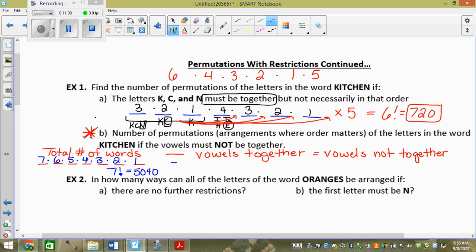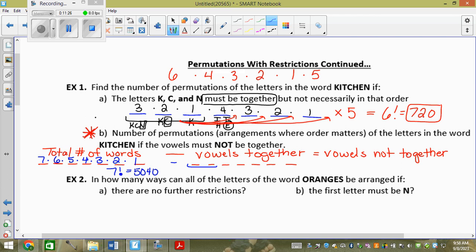Now I have to subtract off the vowels together. We just learned how to do that, right? Instead of KCN being together, now I want the vowels together. Does it stay at the front, or does it stay at the back, or does it just stay together? Together. So, 1, 2, 3, 4, 5, 6, 7. Decide how many vowels are there? Two. So I'm going to hook together two blanks. The E and the I are the vowels.